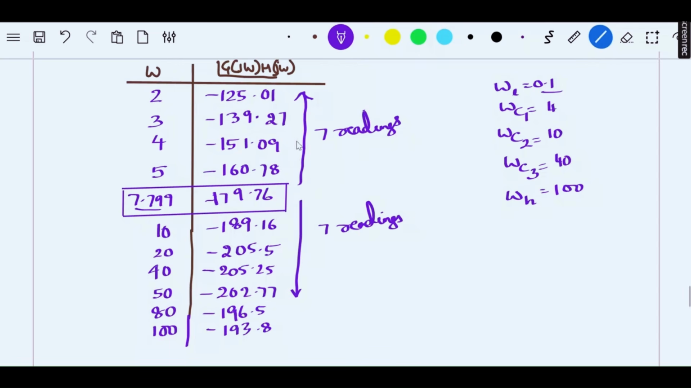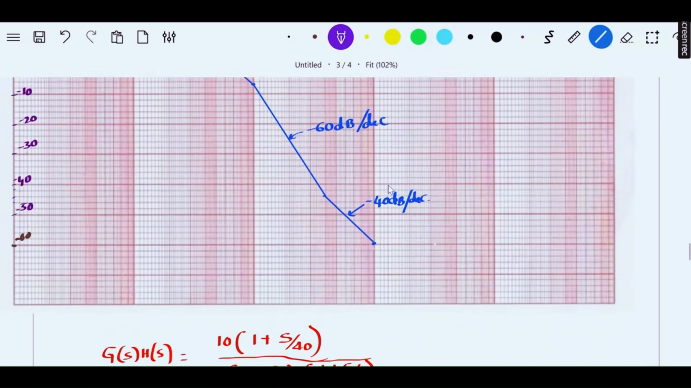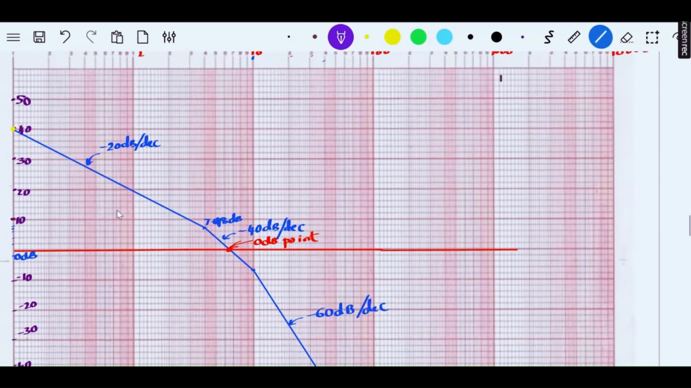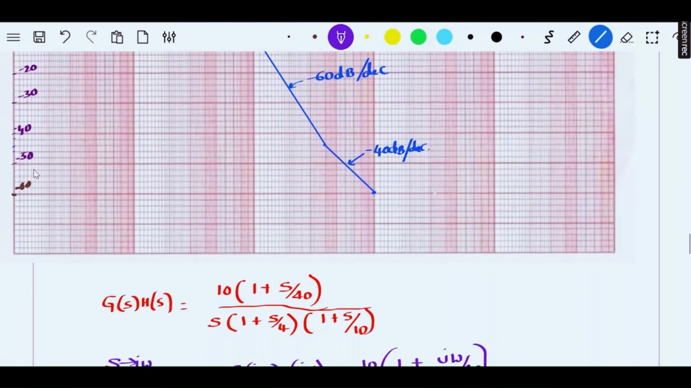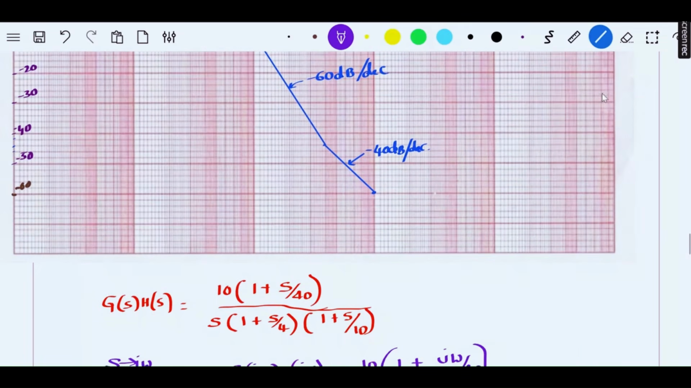Okay, now we'll keep these values and mark the phase values in the phase plot, on the same graph sheet where we plotted the magnitude plot. We'll go back to the graph sheet now. Now you might ask, we have already plotted the magnitude plot here, so where do we mark the angle? On this end of the graph sheet, we'll mark the phase angles.